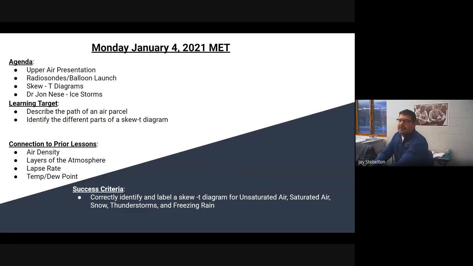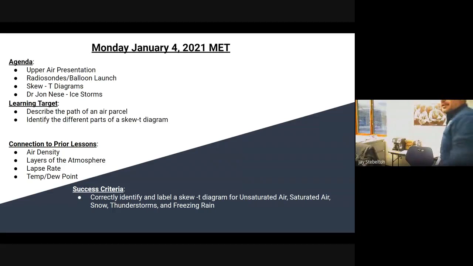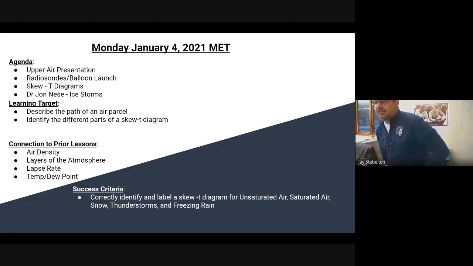Okay, so our learning targets is you guys should be able to describe the path of an air parcel, and then also identify the different parts of a Skew T diagram. Our connections to past lessons that you'll have to have a little bit of understanding of is air density. Remember, warm air rises, cold air sinks. The different layers of the atmosphere.